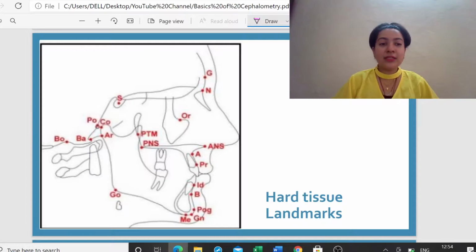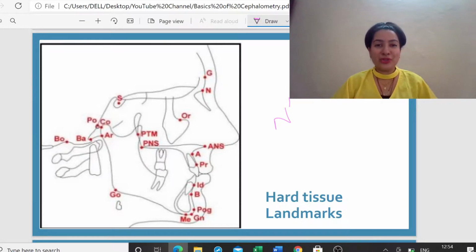Hard tissue landmarks are denoted in short forms as shown in the figure. They have a full name, they have a particular definition. And soft tissue landmarks, suppose this is N, nasion is represented by N. If it is N, it is a hard tissue landmark. If we put this apostrophe kind of a dash, okay, it becomes a soft tissue landmark. So that is how you identify whether it is a hard tissue or a soft tissue landmark.